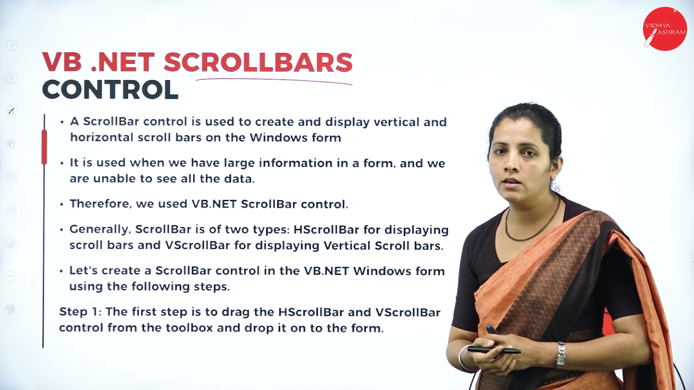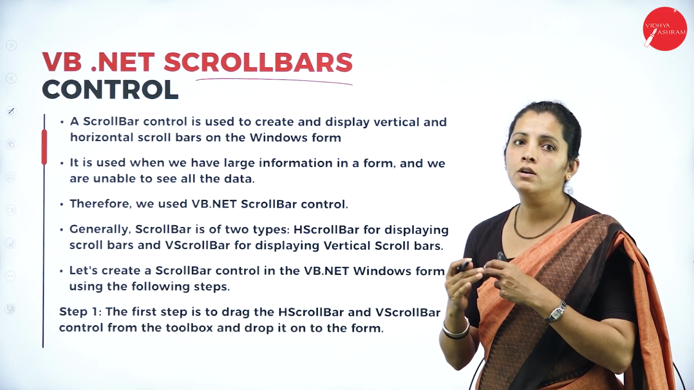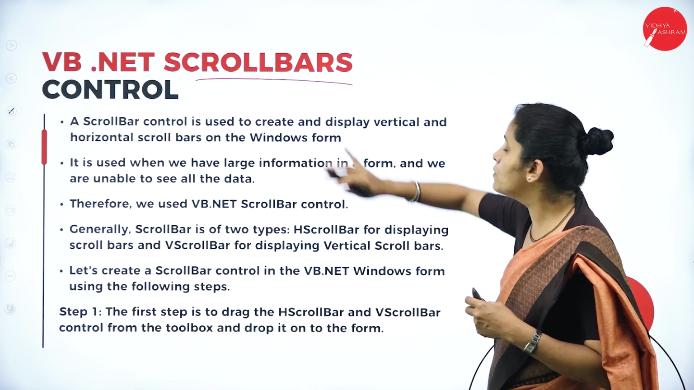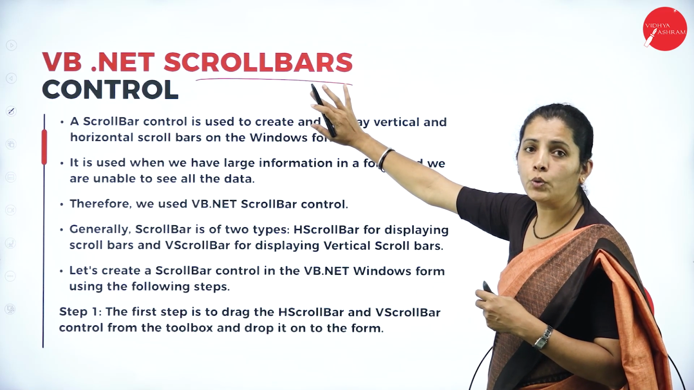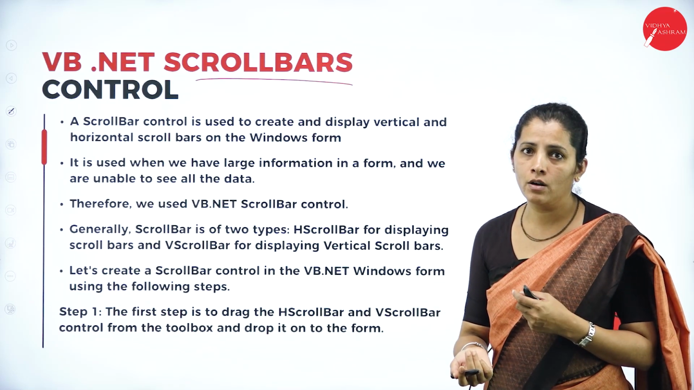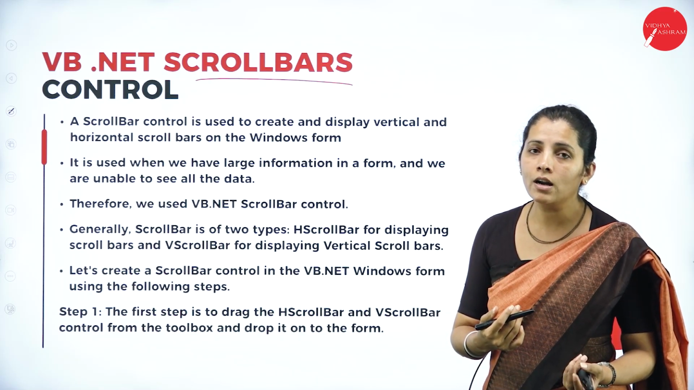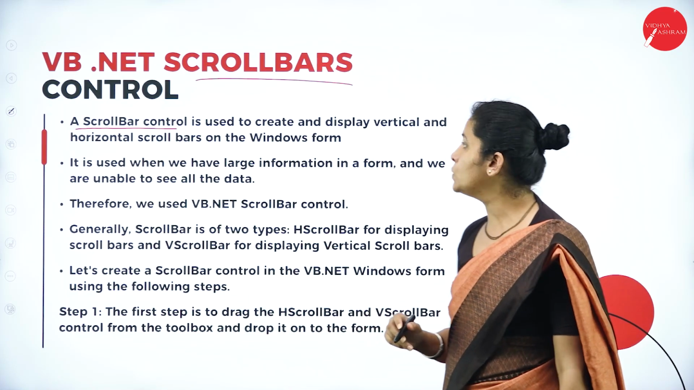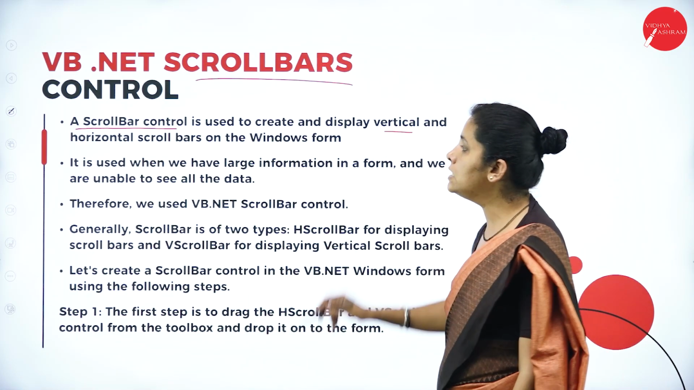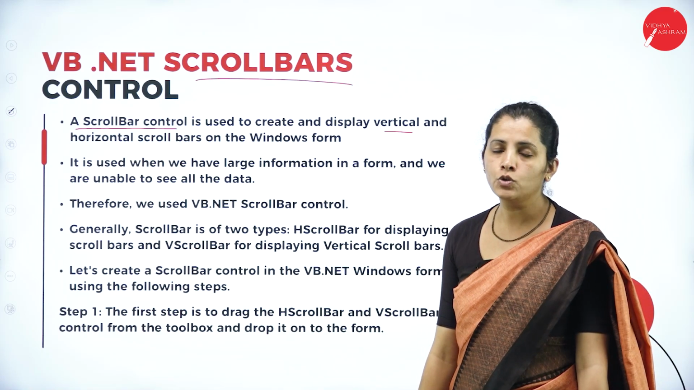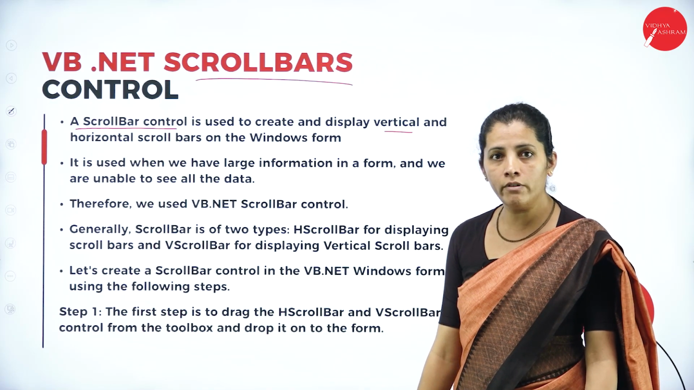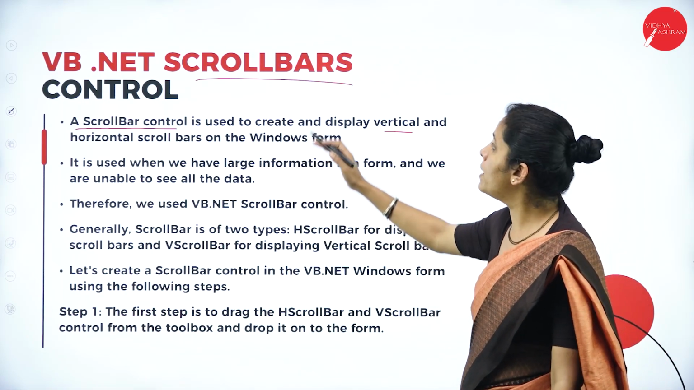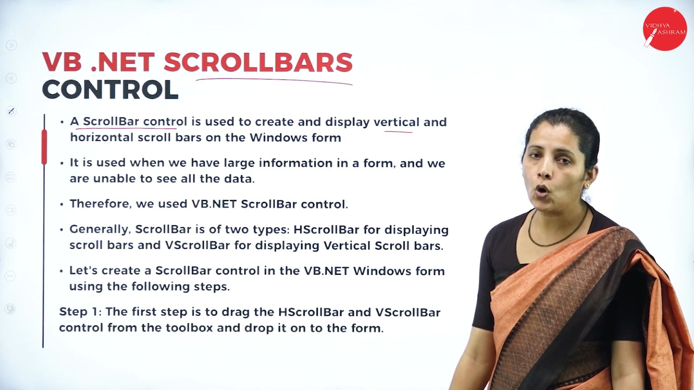Now, I'm going to have the scroll bar. So, what is a scroll bar? There are certain times you have to move the bar up and down. You have to scroll. For that, I'm going to have the scroll bar. Now, the question arises, what kind of scroll bar? That is vertical or horizontal. A scroll bar control is used to create and display vertical and horizontal scroll. So, if I want to scroll the page either vertically or horizontally, for that, in Windows form, I'm going to have the control called scroll bar.